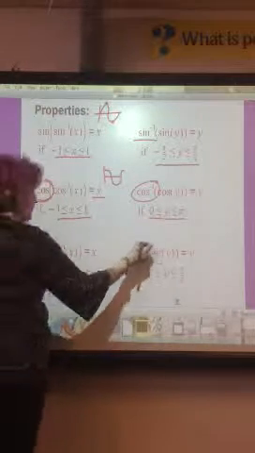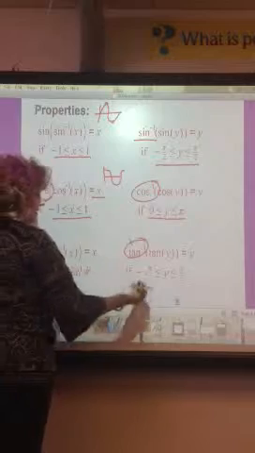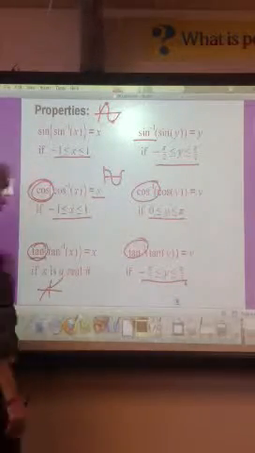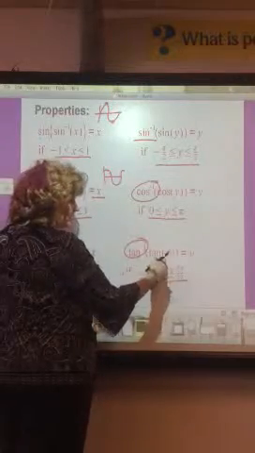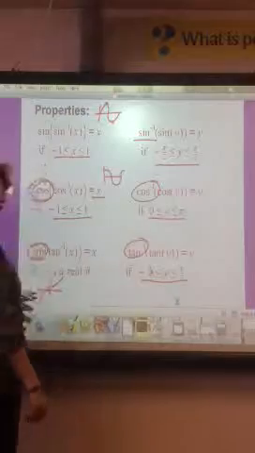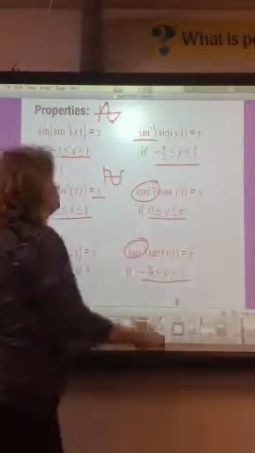But tangent inverse, however, does have a restriction. It was restricted between a negative pi over 2 and a positive pi over 2. So, if your value lands between those, then they would cancel, and your answer would just be y. If you have something else, you have to look them up in your chart. So let's do some examples.